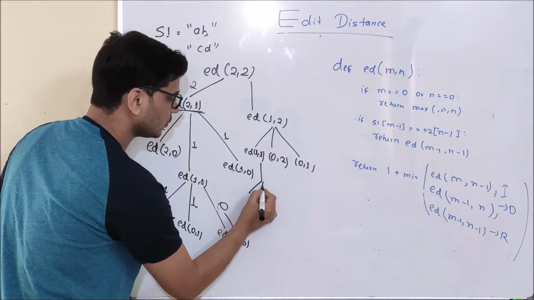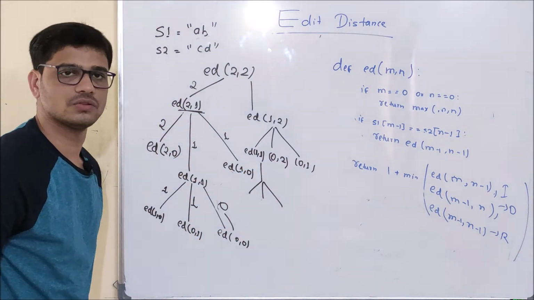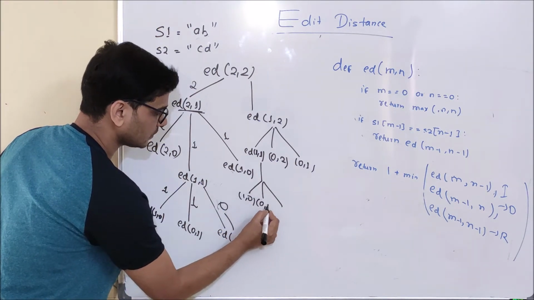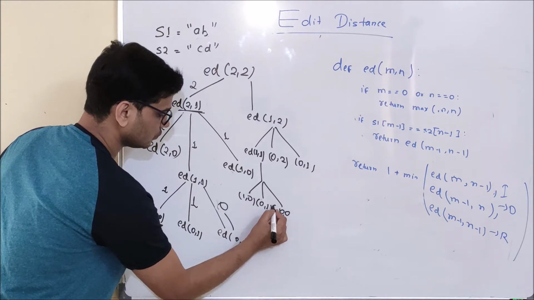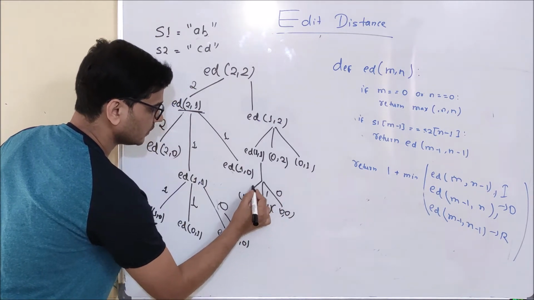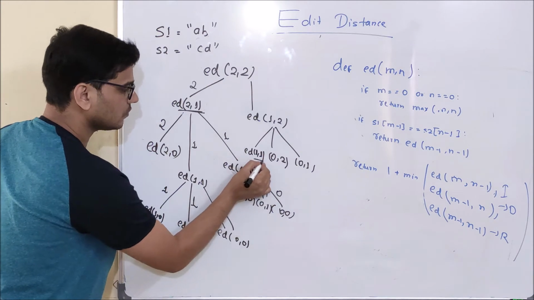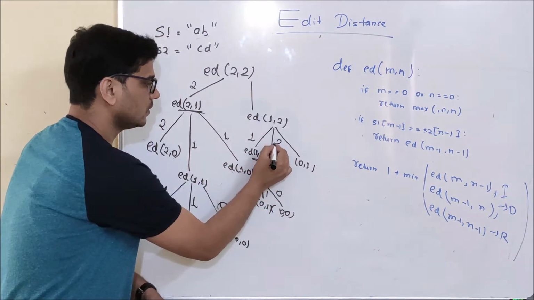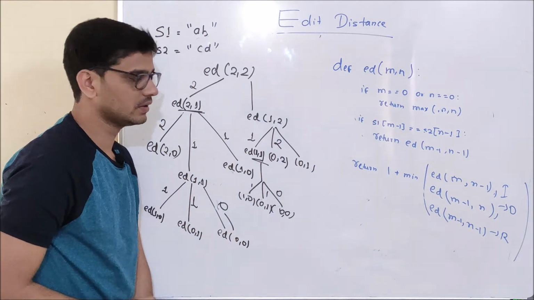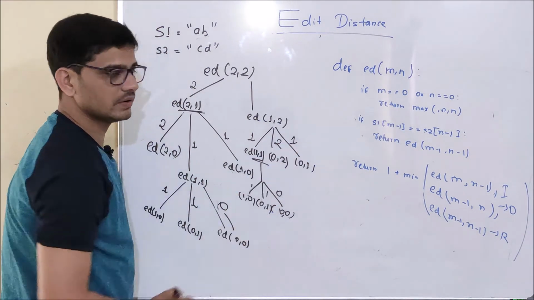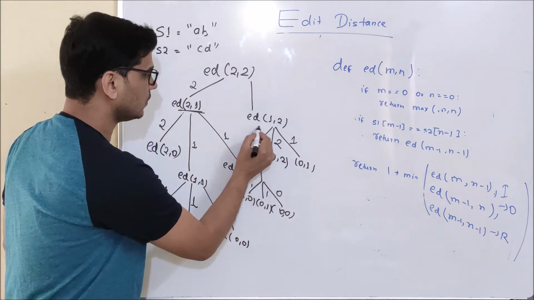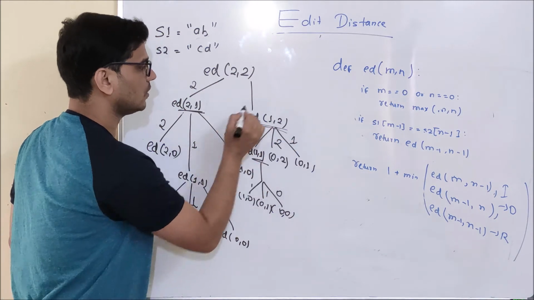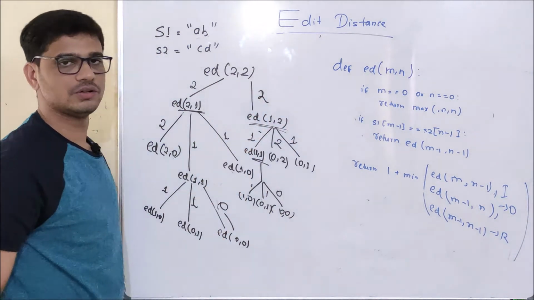Now again ed of 1, 1 will make 3 function calls: 1, 0, 0, 1 and 0, 0. Here 0, 1, 1. So what will ed of 1, 1 do? It will return 1 from here. From here we will get 2. And from here we will get 1. So ed of 1, 2 will return 1 plus the minimum of this, that is, it will return 2.